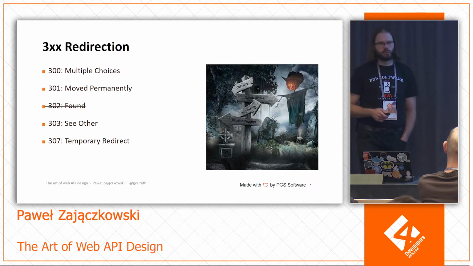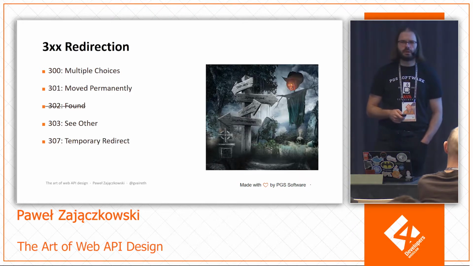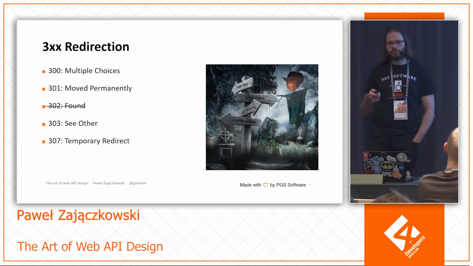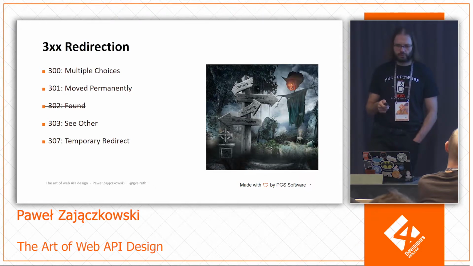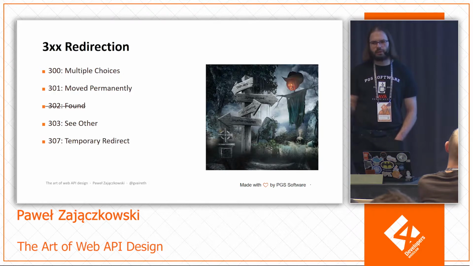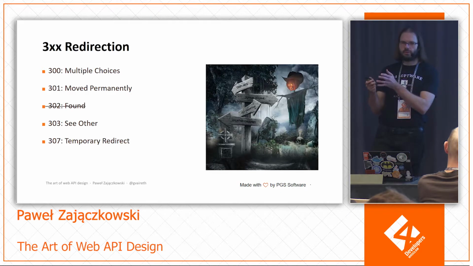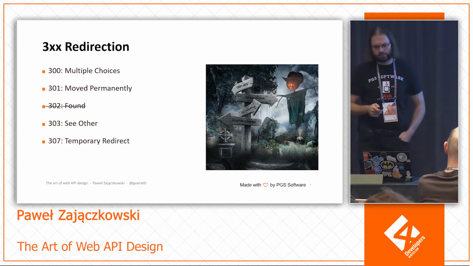302 is deprecated because it was initially meant as 307, but in early browsers it was implemented as 303. And what do those mean? 307 basically means that the redirect is temporary, and you should again use the same method in the new place. So if I use POST on an endpoint and I get 307, then I should go to another endpoint and again use POST because nothing happened. On the other hand, See Other means go to a different endpoint and use GET to retrieve results. So I am issuing POST, and now something happened, and the result is ready with GET on another endpoint.